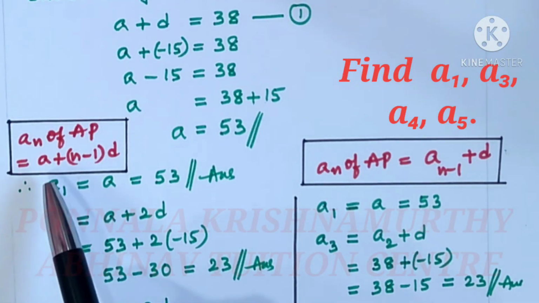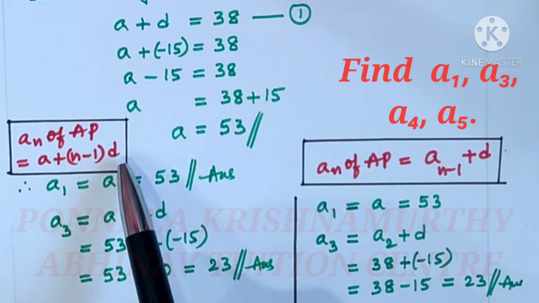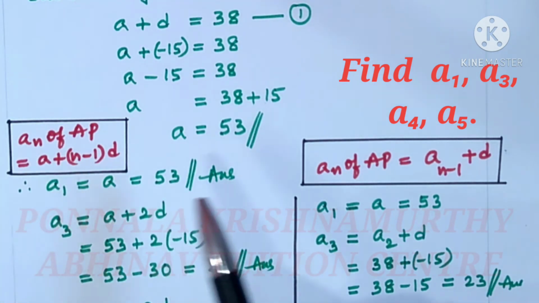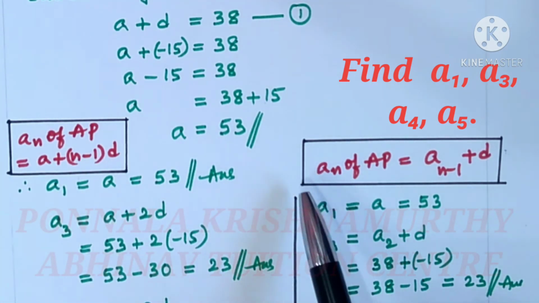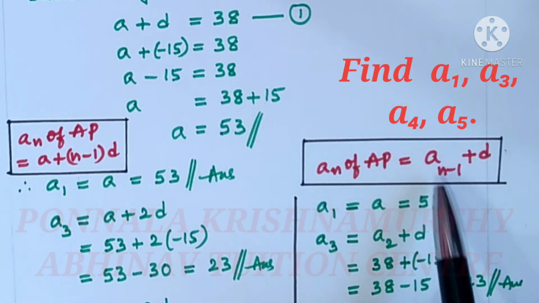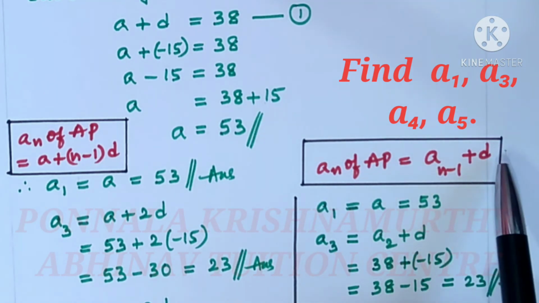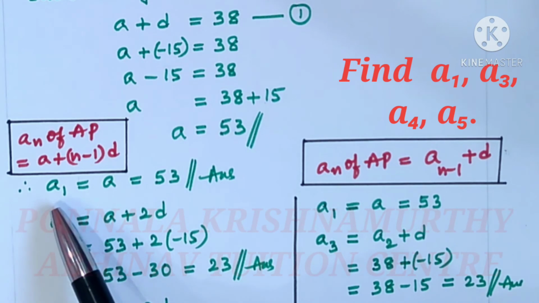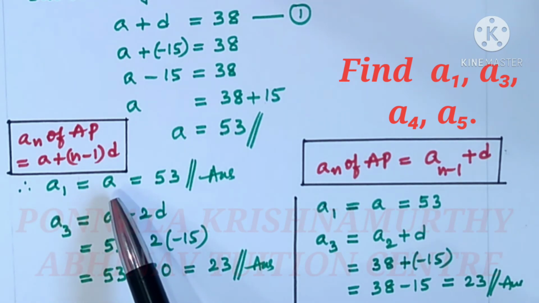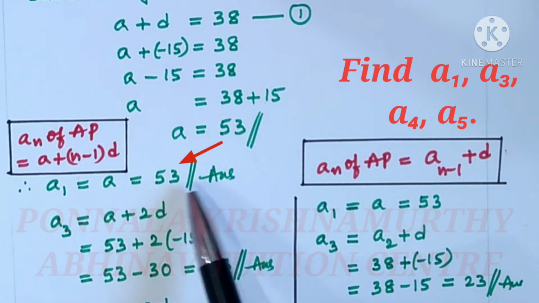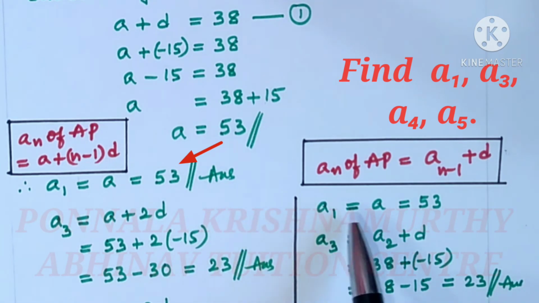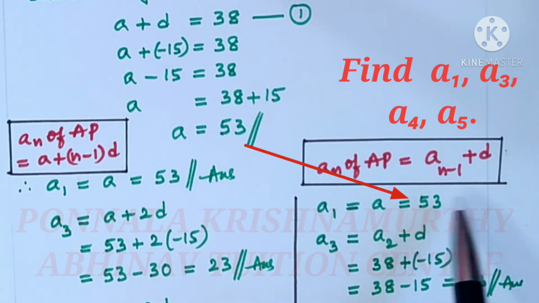An of AP is equal to A plus n minus 1 into D is the formula. And we have one more formula here. An of AP is equal to A n minus 1 plus D. In this method, A1 equal to A, that is equal to 53. Answer. Here A1 equal to A, that is equal to 53. Answer.